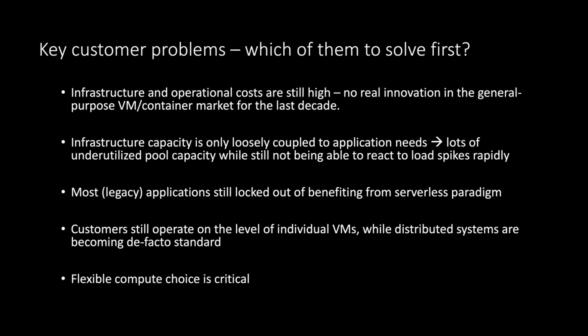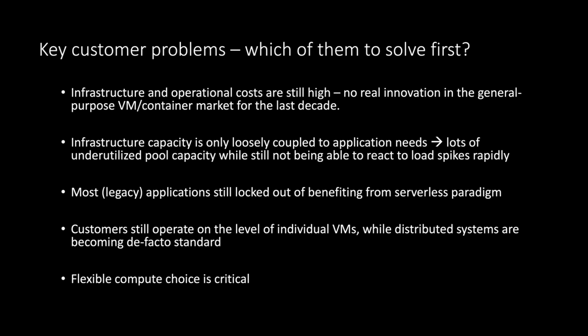So what are the key customer problems that we are seeing today still existing, and which ones should we be solving first? Like I mentioned before, infrastructure and operational costs are still high, because if we're honest with ourselves, there has not been real innovation in the space of general purpose virtual machines and containers over the last decade. The way we are launching virtual machines, the way we are dealing with them, hasn't fundamentally experienced a step function change in terms of innovation, that we're doing things totally different now than 10 years ago. In many cases, it's pretty much the same old stuff that we've been doing for the last 10 years.